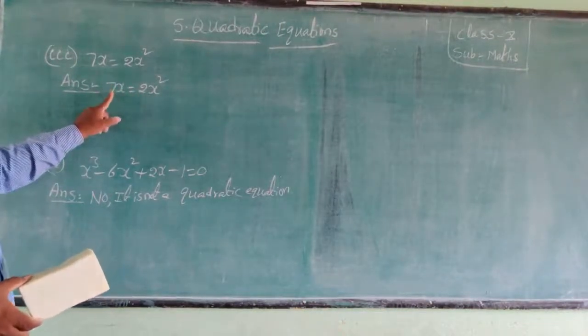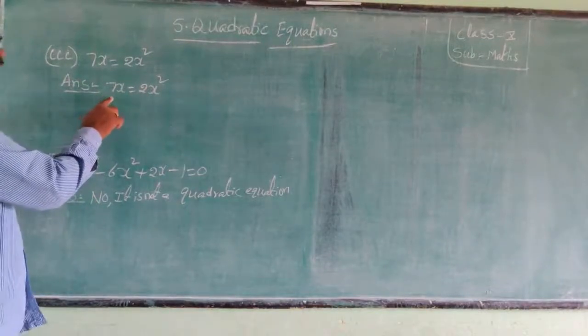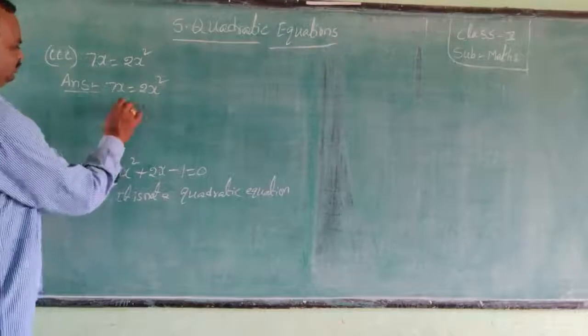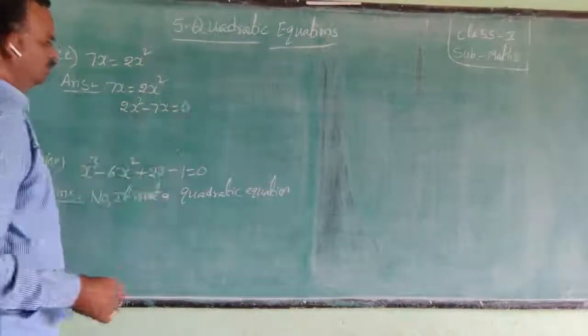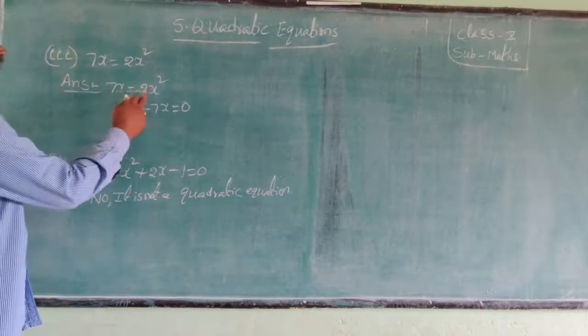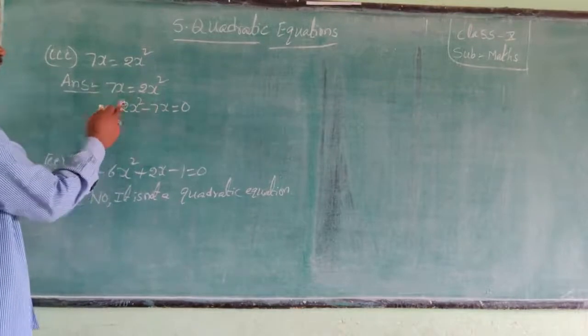Now we are transposing 7x to this side. This is the plus 7x. Now we transpose that. 2x square minus 7x is equal to 0. Plus 7x transposed becomes minus 7x. 2x square minus 7x is equal to 0.